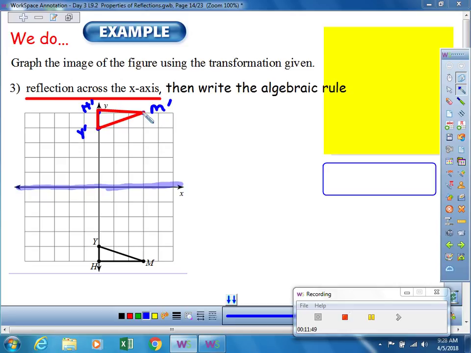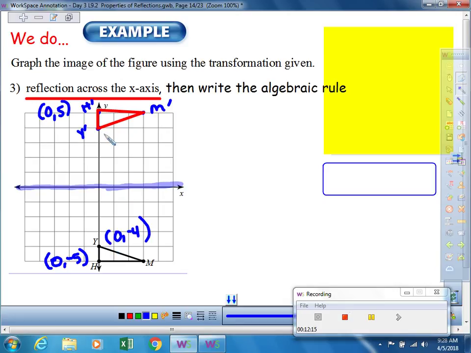Let's look at the ordered pairs for this one. My original one down here would be 0, -5. And then the H up here, the H prime, is 0, 5. The Y is 0, -4. And then this one is 0, 4. The M, 3, -5. And then this one is 3, 5.